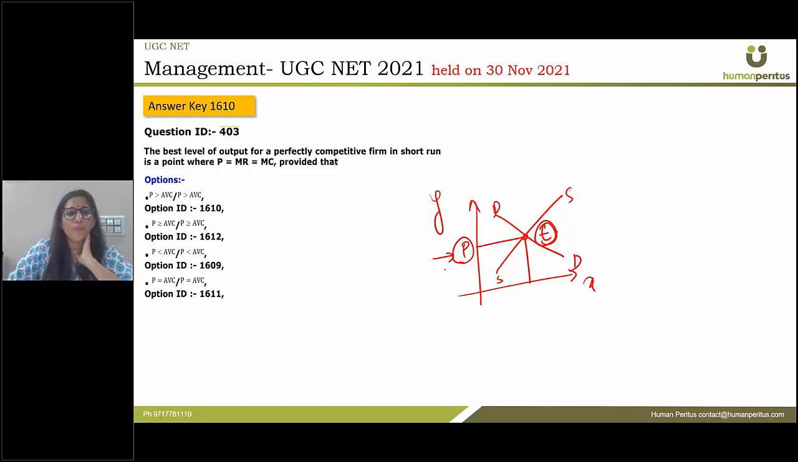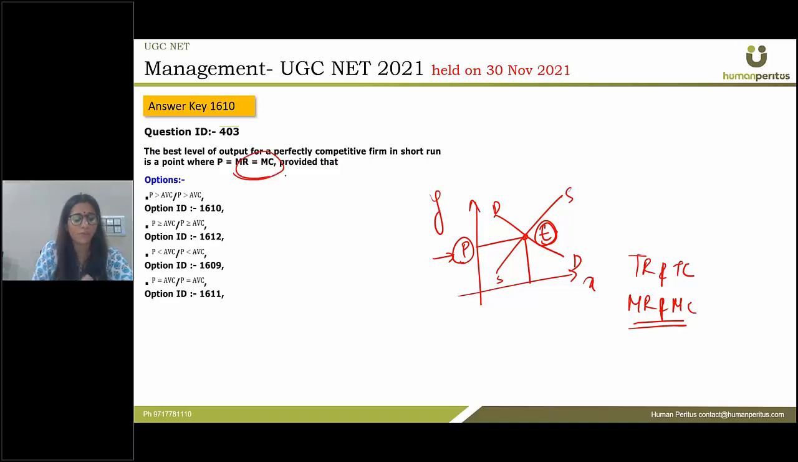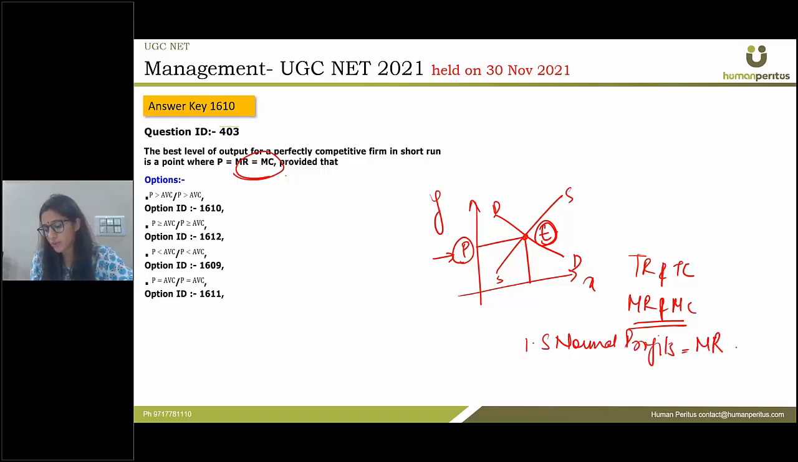So in a perfectly competitive firm, there are two approaches to attain such kind of equilibrium price level, which is the total revenue and total cost approach, and the other one is the marginal revenue and marginal cost approach. Now the question talks about the marginal revenue and the marginal cost approach. Particularly in this approach, there are three conditions for the equilibrium price. Number one is the supernormal profits. This is a point where the marginal revenue is greater than the marginal cost. Number two is the normal profits. Normal profits is what the question is talking about. It is the point where the marginal revenue is equal to the marginal cost.